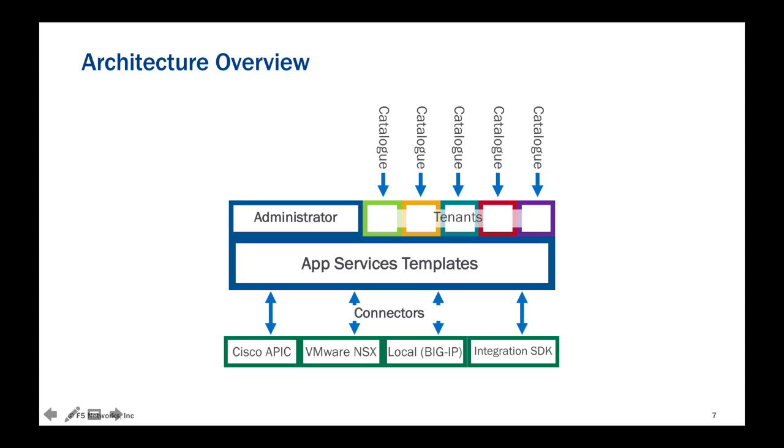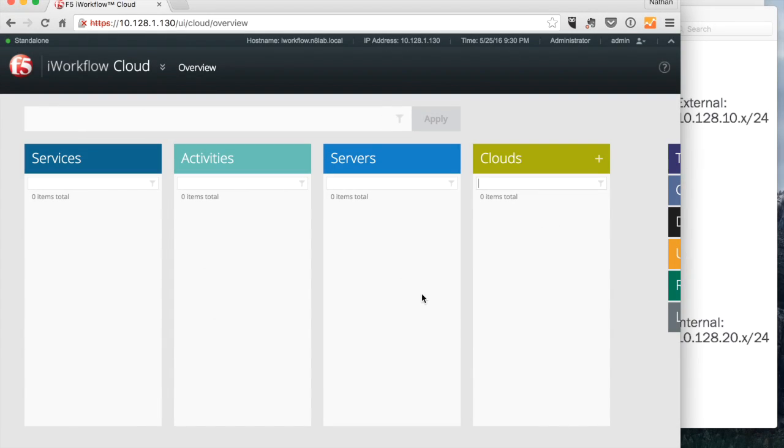So they are presented with the catalog and with destination BIG-IPs and environments that they can distribute the application services among. So we have the application services, we have the connectors at the bottom. You'll see Cisco APIC, VMware NSX, or just local BIG-IPs in a traditional environment. And then we have the integration SDK. We'll dedicate a number of episodes to the integration SDK. This is where we get some unparalleled extensibility in how we can communicate with other technologies or directly with the iWorkflow platform. So let's go and create more of this environment.